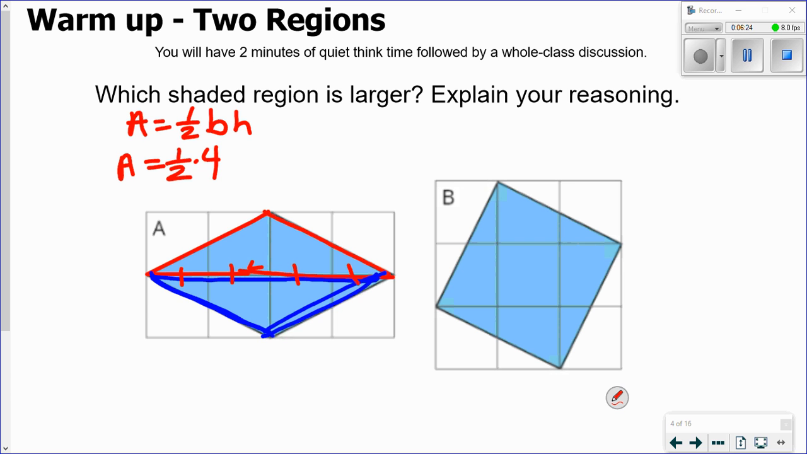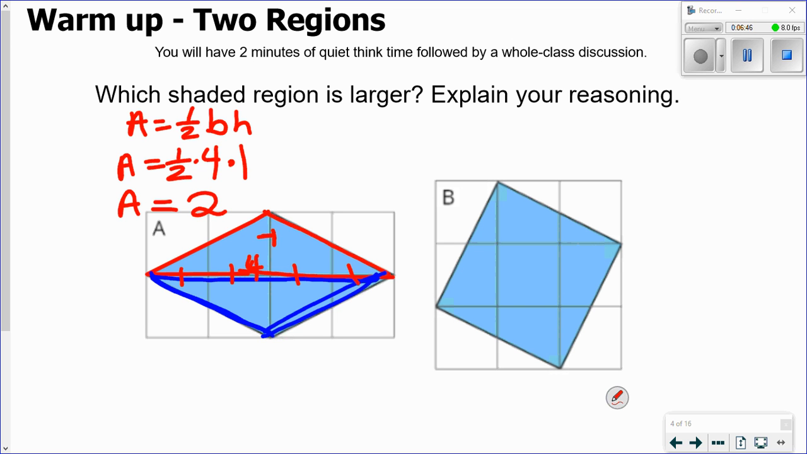All right, 4 for my base. And then I look that there is 1 unit going up for my height in the red triangle. So when I take half of 4, I get 2, and 2 times 1 does give me an area of 2 square units for the top triangle.